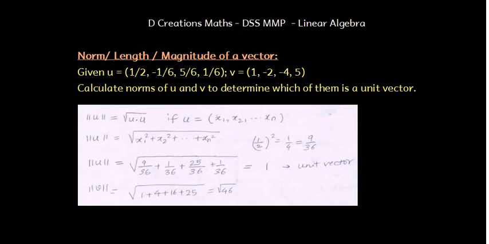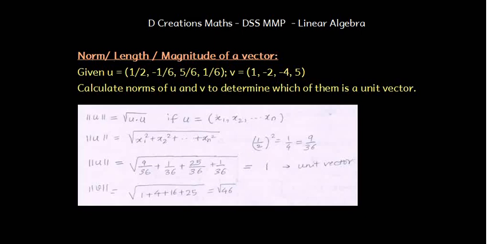Now in this case, the given vector is u equal to 1 half, minus 1 by 6, 5 by 6, 1 by 6. So obviously we need to square it out and then go for the norm. In order to make things simpler, the square of 1 half, as you know, is 1 by 4. But we are going to make the denominator common, so we will write it as 9 by 36. So the norm is going to be the square root of 9 by 36 plus 1 by 36 plus 25 by 36 plus 1 by 36.